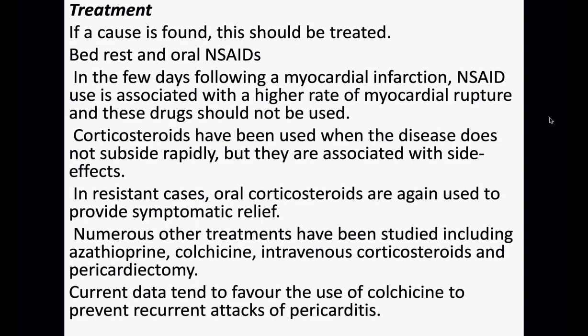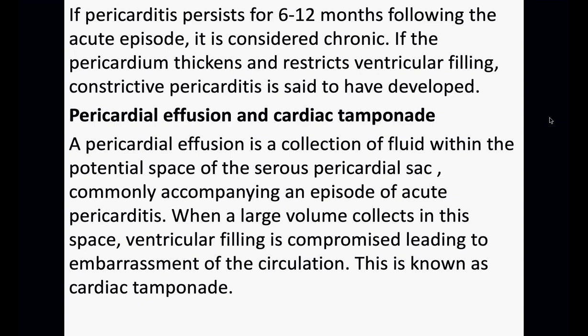And numerous other treatments have been studied, including azathioprine, colchicine, intravenous corticosteroid, and pericardectomy. Current data tend to favor the use of colchicine to prevent further attack of pericarditis. If pericarditis persists for more than 6 to 12 months following the acute episode, it is considered chronic. If the pericardium is thickened and there is impaired ventricular filling, constrictive pericarditis is said to have developed.